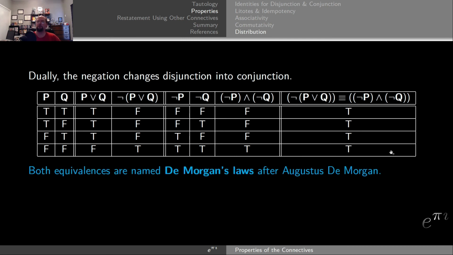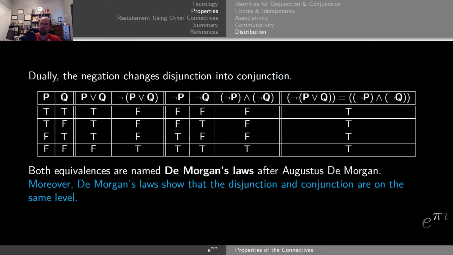Now, both of these equivalences are actually called De Morgan's laws after mathematician and logician Augustus De Morgan. And moreover, De Morgan's laws show that disjunction and conjunction are on the same level, which illustrates why they were acting so similar. They're basically variations on the same idea.